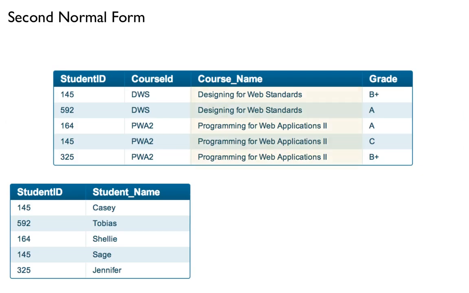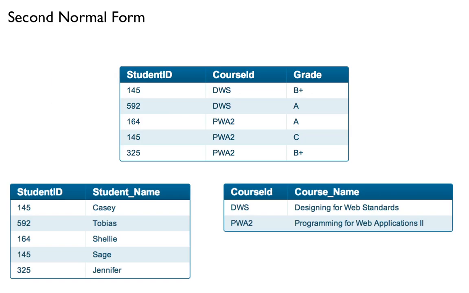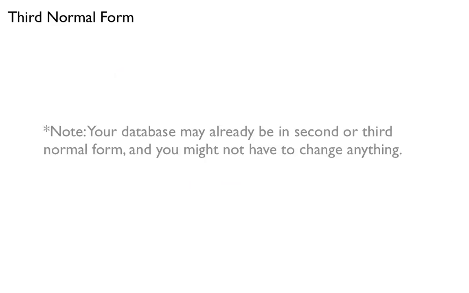Next, let's have a look at the course name. The course name is dependent on the course ID, but like the student name, it is not dependent on the student ID. We can move this in a table called courses. And last, we have the grade column. The grade column is dependent on both the student ID and the course ID, so it can remain here in the student courses table. Now the database is in second normal form.